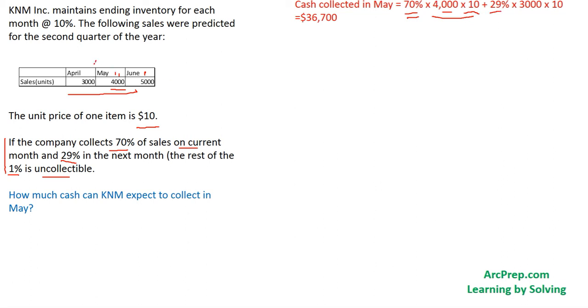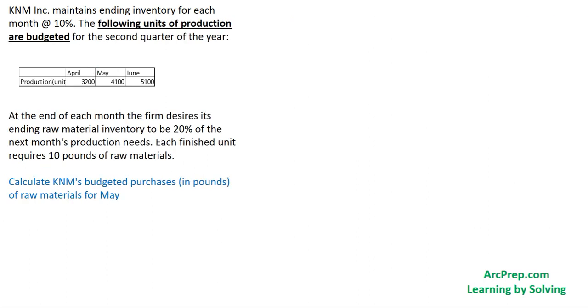29% of April sales is going to be collected in May. So it's going to be 29% times 3,000 units times 10. So cash collected in May turns out to be $36,700. Another piece of information that we will need eventually when we are calculating our cash inflows and cash outflows.